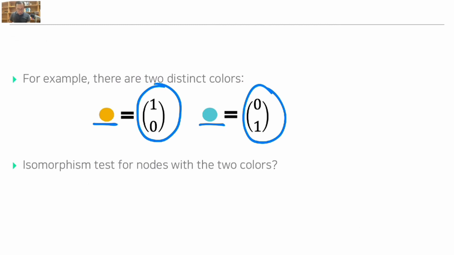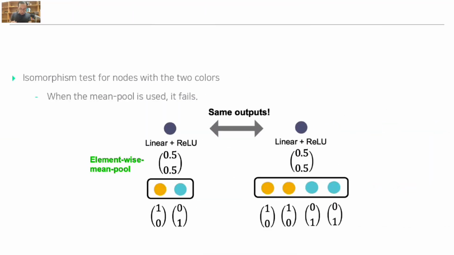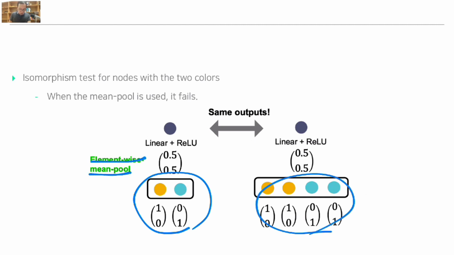We try to leverage the mean pool for the isomorphism test. We take the one-hot encoding from the two different sets. When we take the element-wise mean pool, we get this and this. When we use all the set-wise information and go through the linear and lambda function, we will get the same output, which means we failed to distinguish two different neighbors. Now, that is a problem.